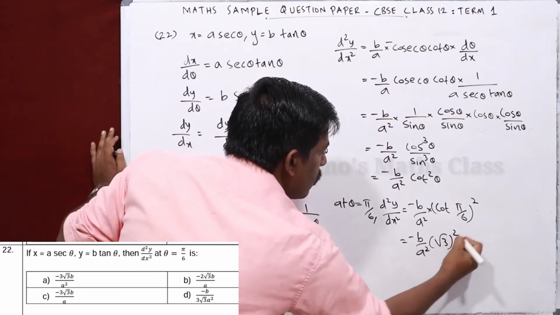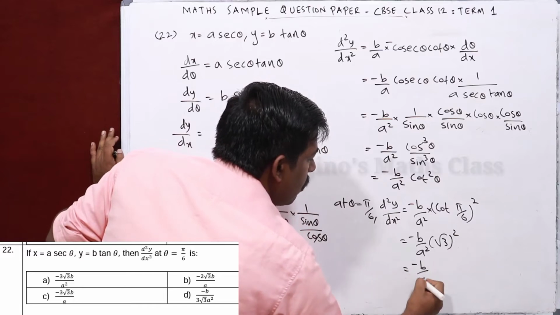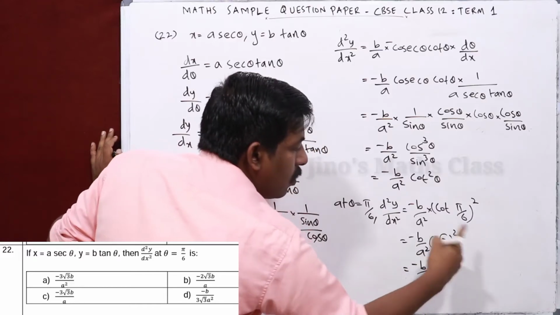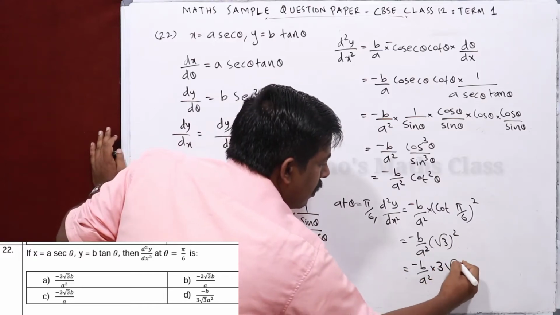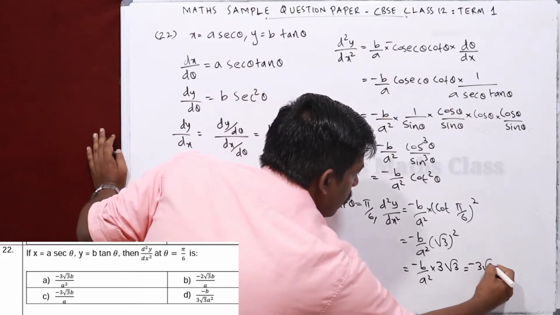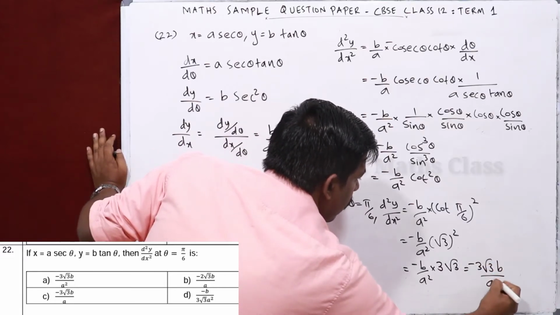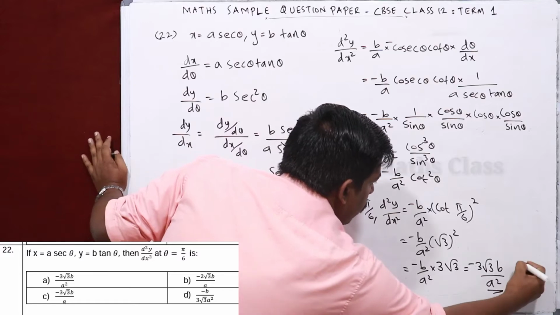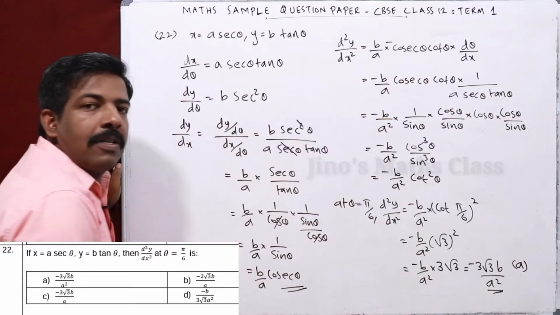So root 3 square, that is equal to negative b by a square into root 3 into root 3, which is 3, then root 3. Or we can say it is negative 3 root 3 b by a square. That's why option A is the correct answer.